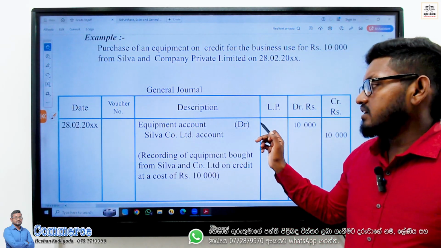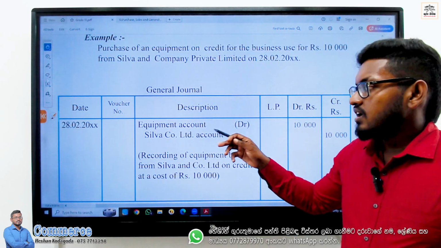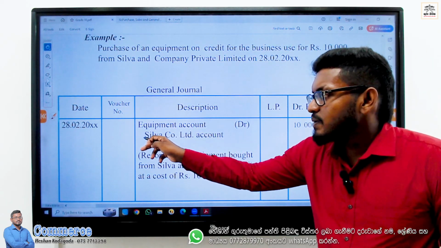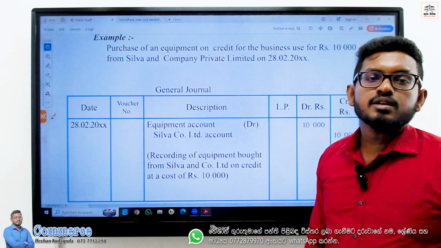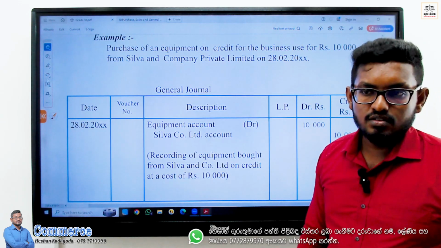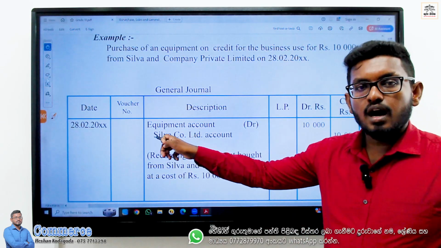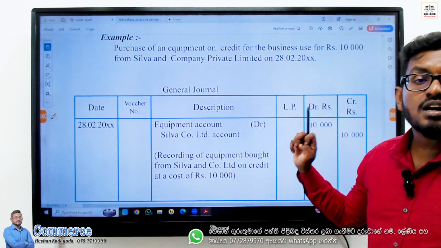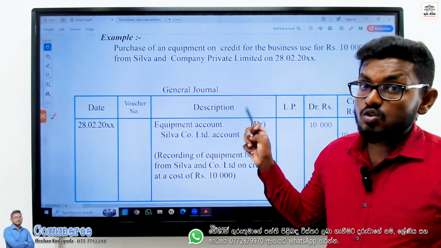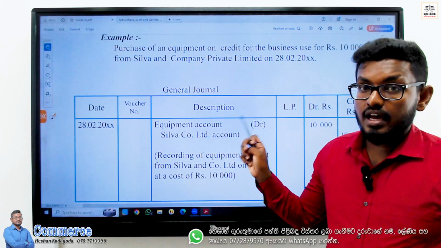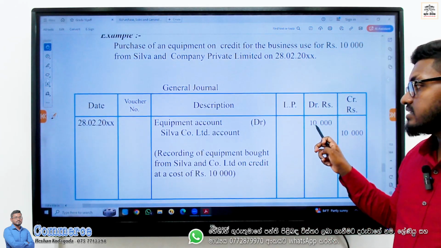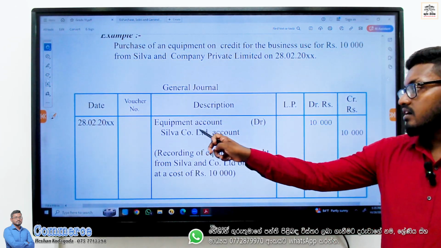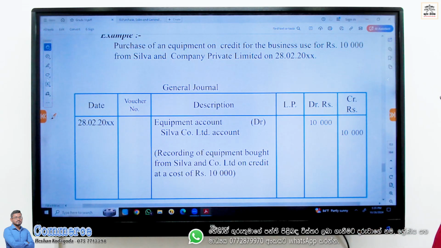Equipment account debit, we write it with a debit marker. When writing the credit entry, there is a small space. This is the universally accepted method. Right? We keep a little blank. Silva Company Limited account credit, because Silva is not a creditor. It's a long-term liability. We write a debit value for debit entries, and a credit value for credit entries.